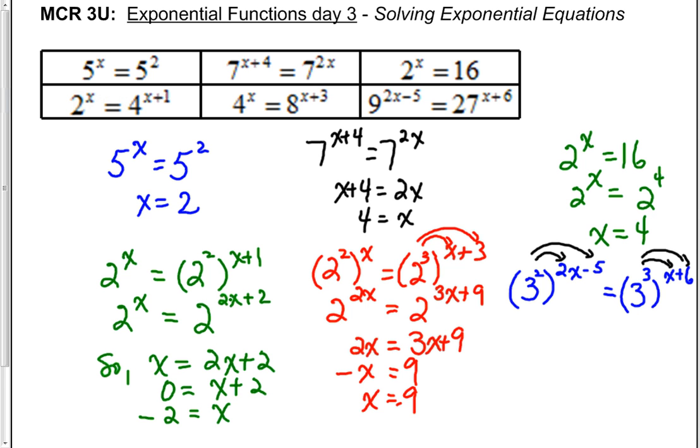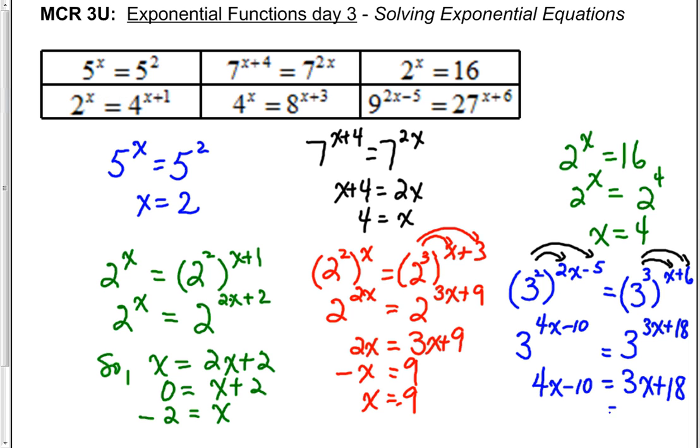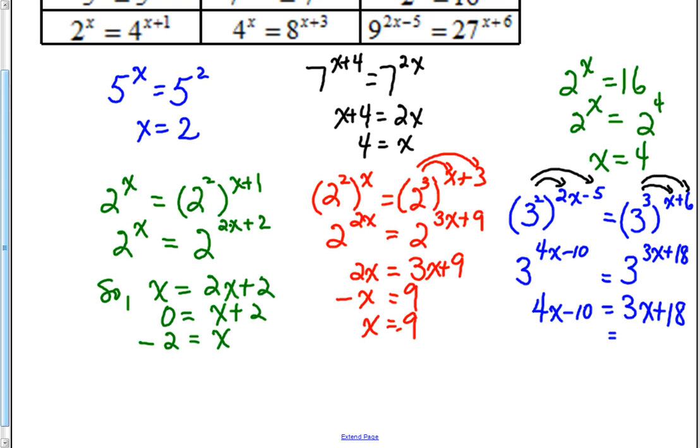Next line, 3 to the 4x minus 10 equals 3 to the 3x plus 18. I have an equation with equal bases, therefore the exponents must be equal. And we can solve that. I'm going to subtract 3x from both sides. I'm doing these quickly because you're very good at solving, and I'm not writing all the little steps. I'm hoping that you're following quickly. Then I'm going to add 10 to both sides. x equals 28. Okay, we're going to take it up a little bit.